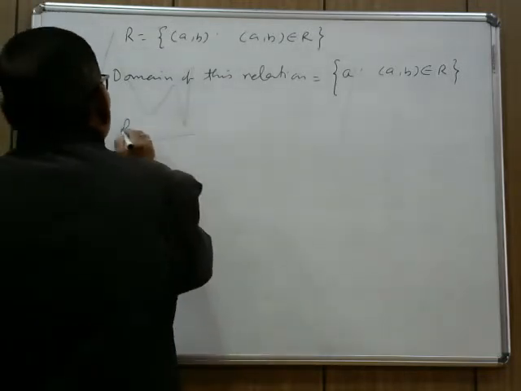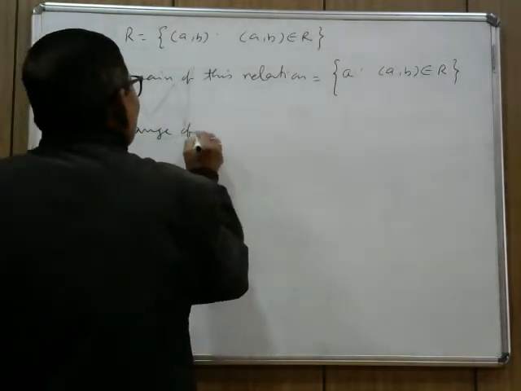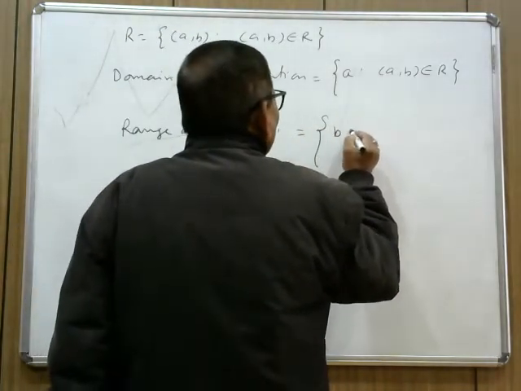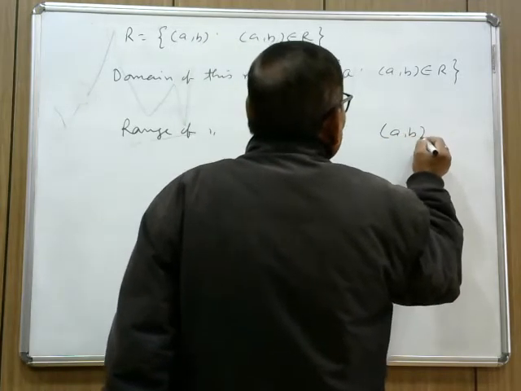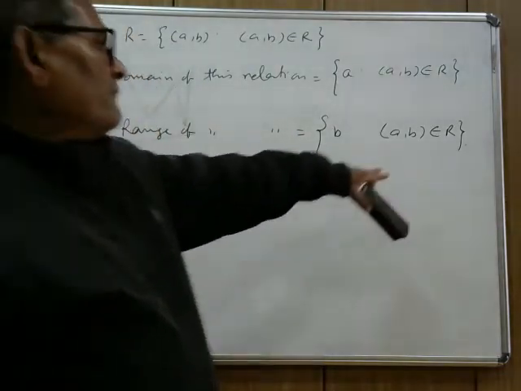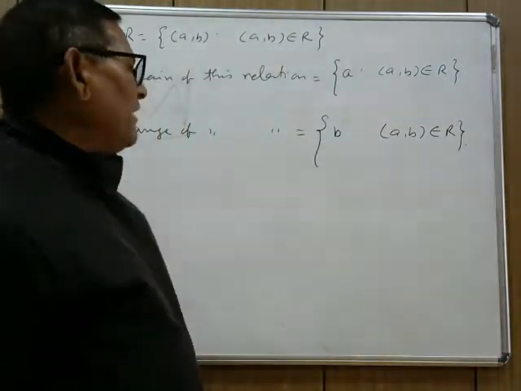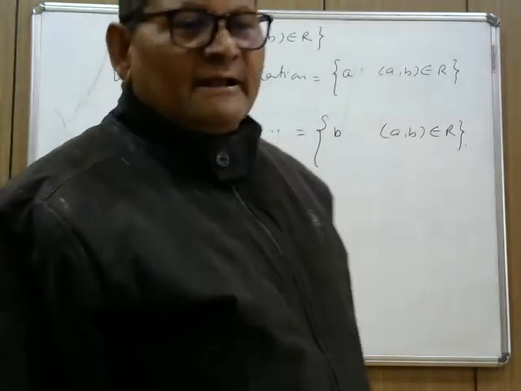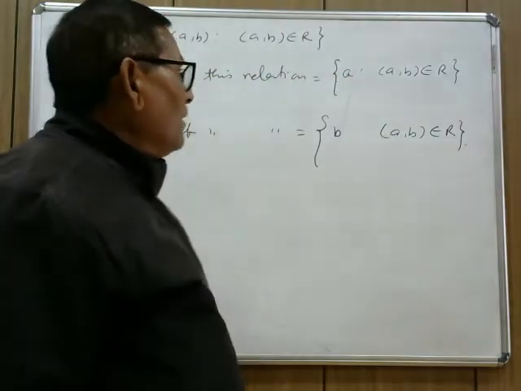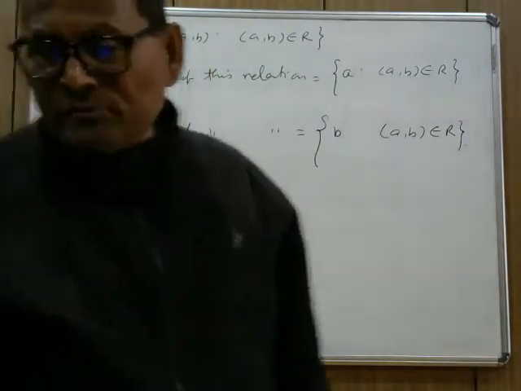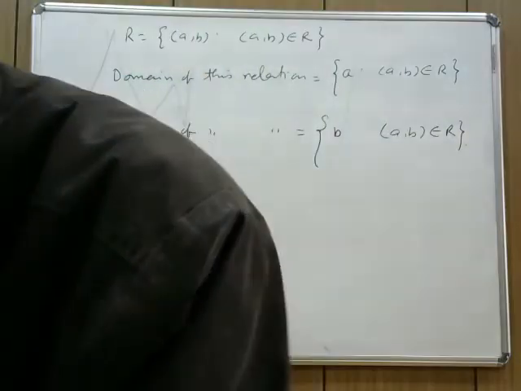And now the range of the relation. The range of this relation is defined as the collection of second elements B such that (A, B) belongs to R. From all the elements of R, the collection of second elements is the range of the relation, and the collection of first elements is the domain of the relation. So you remember that. Now a question on this.